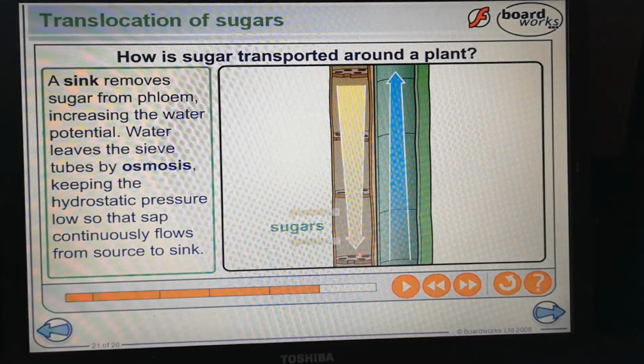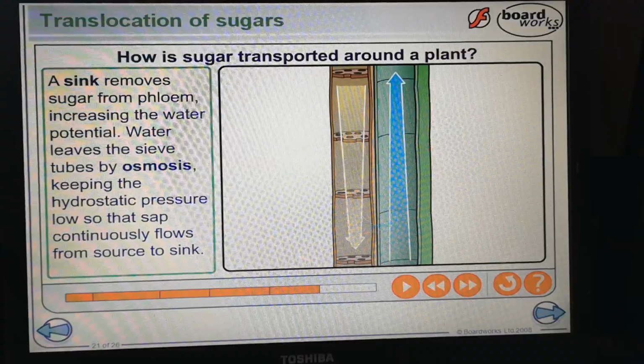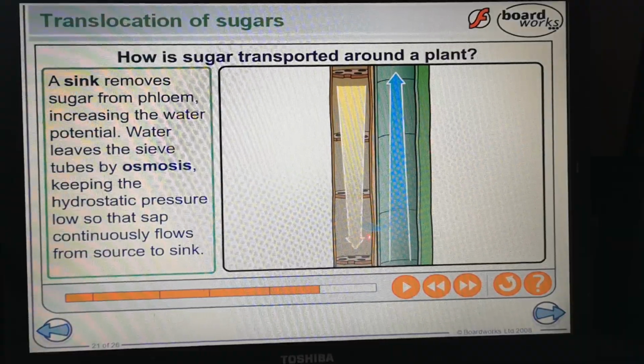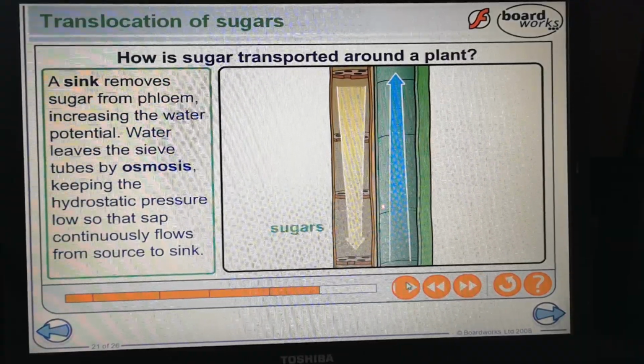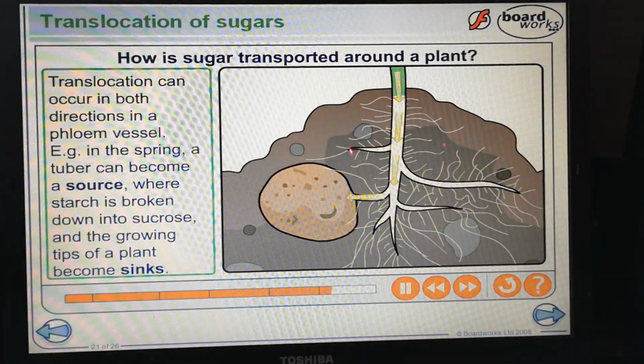And because the hydrostatic pressure down here has actually decreased, well, that obviously continues the flow of substances from the higher hydrostatic pressure area, which is obviously further up here, closer to the source. Sink's down here. So hopefully that now explains translocation of sugars.